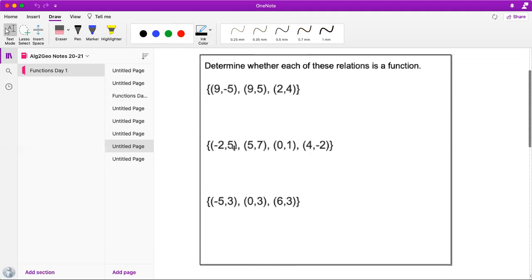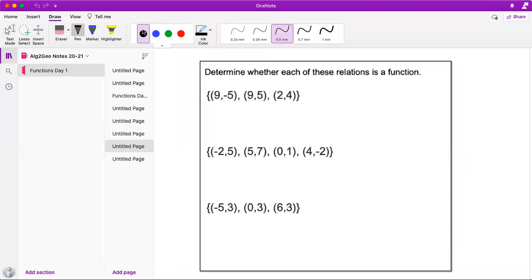The rest of these are the same kind of questions. This one is not a function. And again, you see that 9 appears twice as the domain value and the range values are different. 9 corresponds to both -5 and 5.